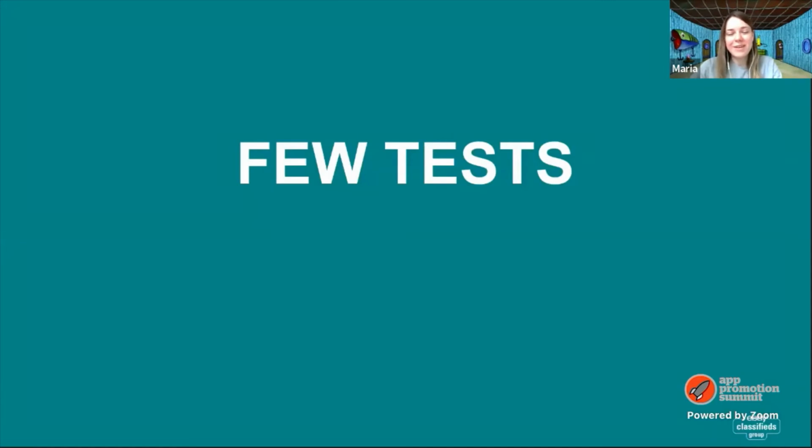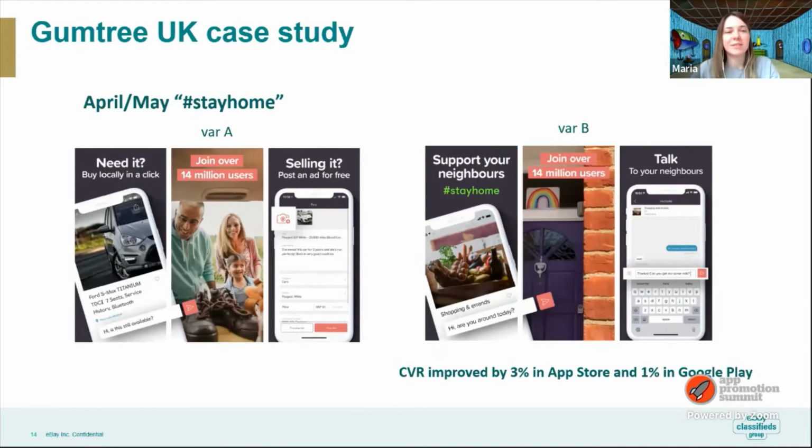So, enough with theory. Next, a few case studies. This is something that we tested with Gumtree UK last year, somewhere at the beginning of the lockdown. The Gumtree brand decided to support the community and all UK users with a Stay Home campaign, and we decided to adapt this and implement it on our screenshots. I think this was the most successful test in 2020, because for mature brands with a huge organic audience and a strong brand, it's usually very hard to shift the conversion rate that significantly with only screenshots.